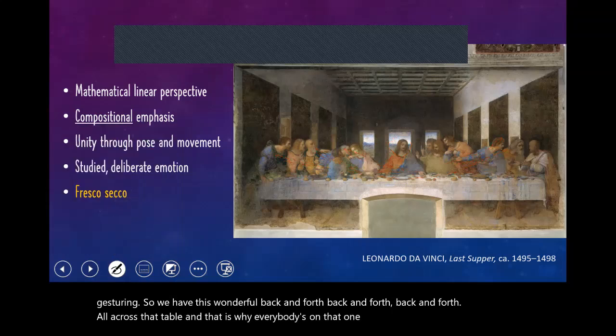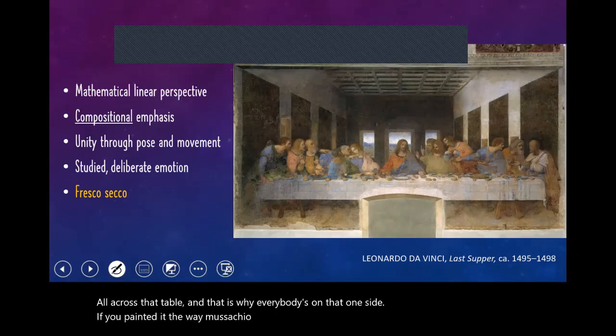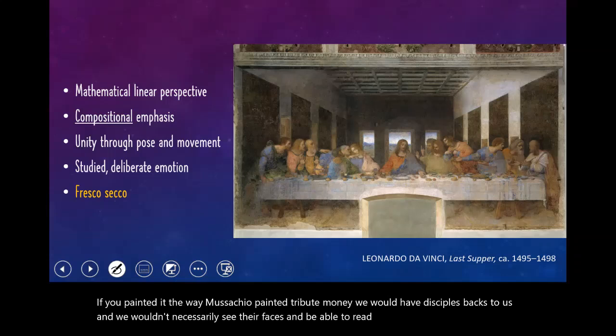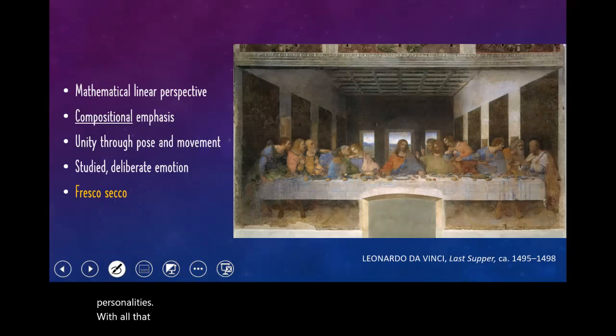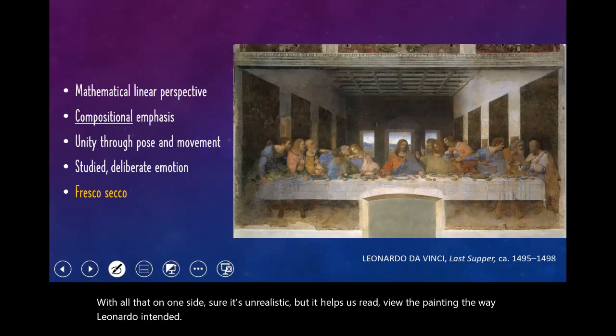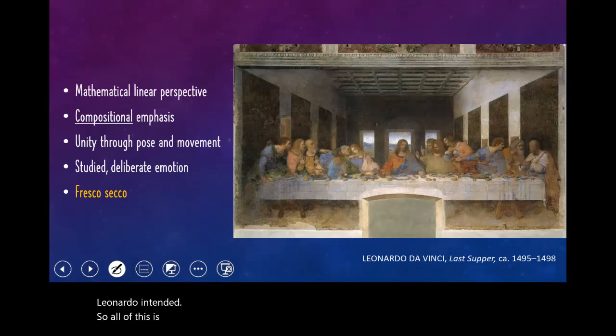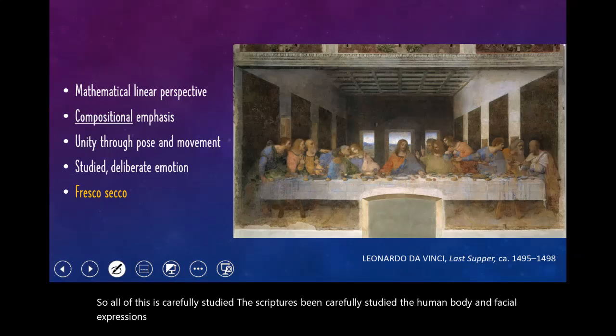If he painted it the way Masaccio painted Tribute Money, we would have the disciples' backs to us and we wouldn't necessarily see their faces and be able to read their reactions and their personalities. With all of them on one side, sure, it's unrealistic, but it helps us view the painting the way Leonardo intended. So all of this is carefully studied. The scripture has been carefully studied. The human body and gesture and facial expressions have been carefully studied by this master.